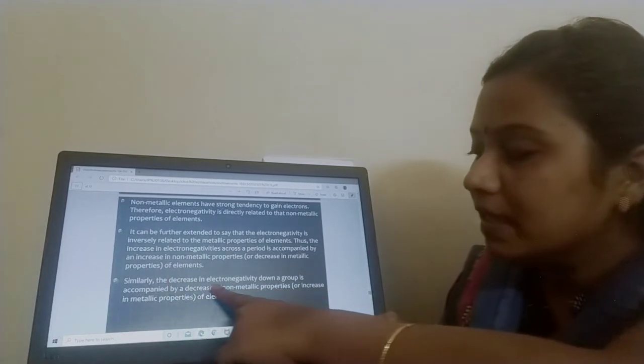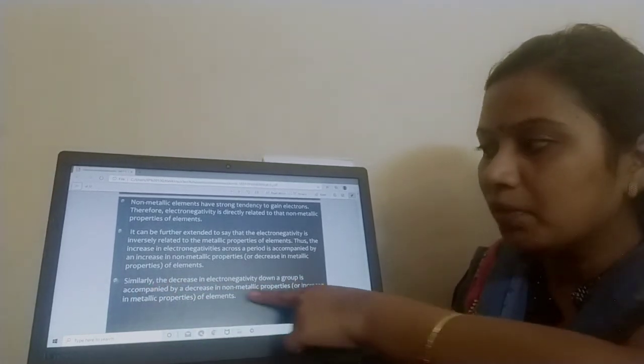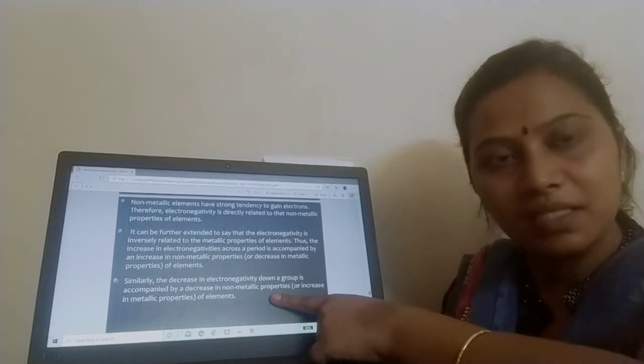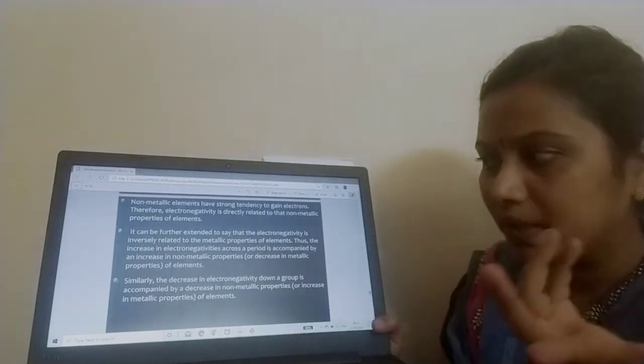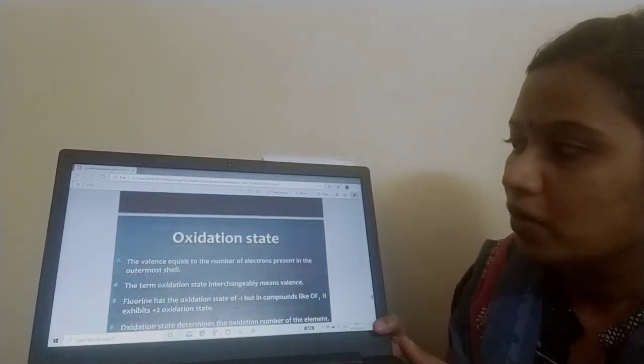See, a decrease in electronegativity down a group is accompanied by a decrease in non-metallic property, or I can change this statement as an increase in metallic property of elements. So both are the same. Moving to oxidation state.